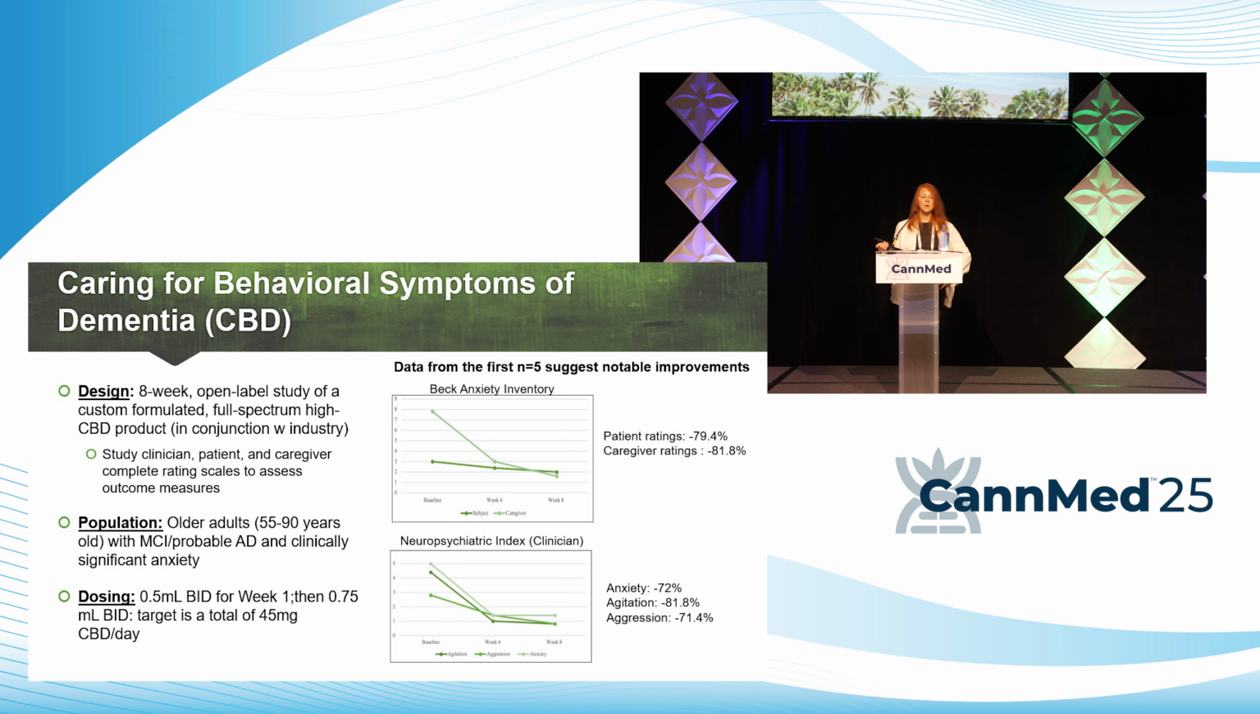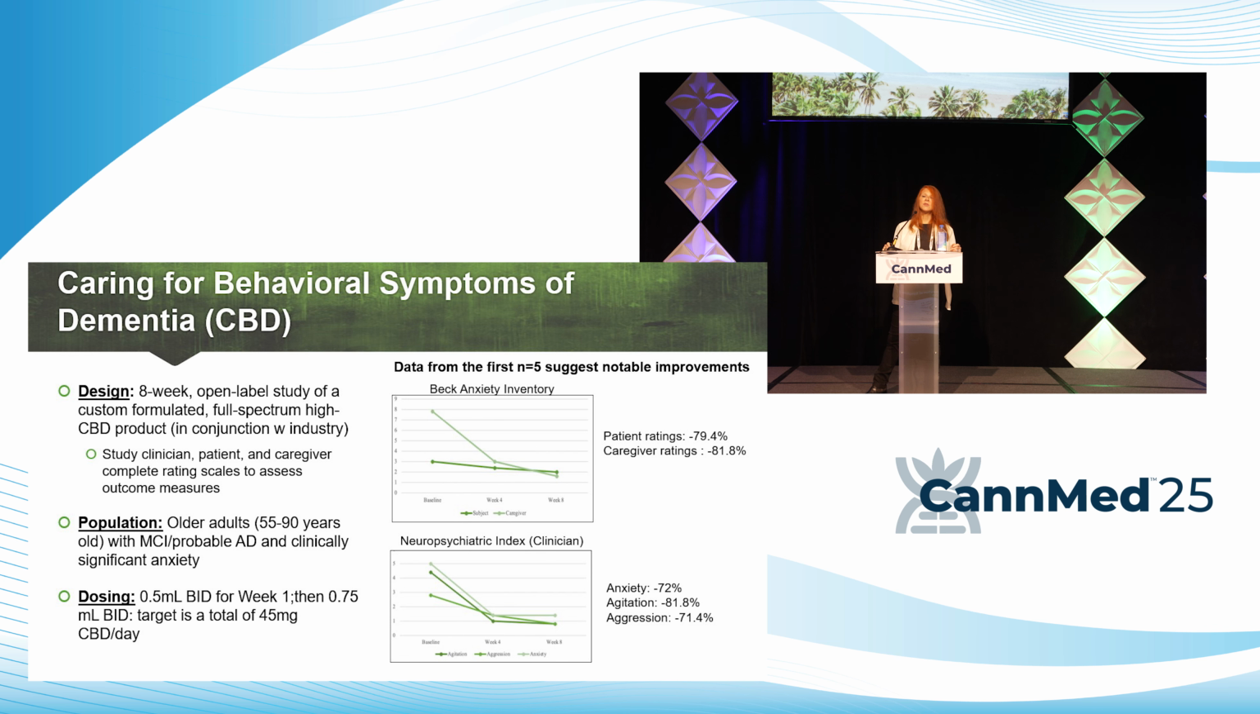So this was an 8-week open-label trial in conjunction with the Geriatric Psychiatry program. It was a custom formulated full-spectrum product. We did this in conjunction with industry. Study clinician, patient, and caregiver all complete scales. And this population were older adults, 55 to 90, with MCI or probable Alzheimer's and clinically significant levels of anxiety. And we basically targeted about 45 milligrams of CBD per day, and again, a pretty low dose of THC.